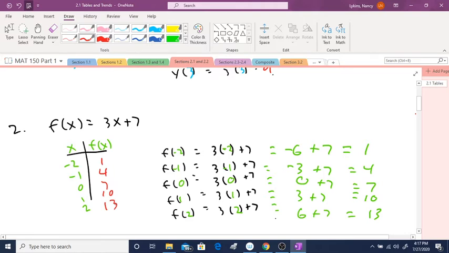Now I want you all to notice a little trend on this. Take a look at the red numbers. What are they doing? They're going up by 3. And the reason why they're going up by 3 is because of that 3 right here in front of the x.